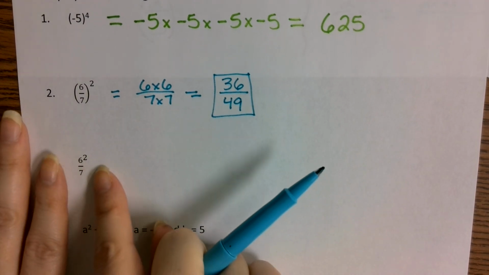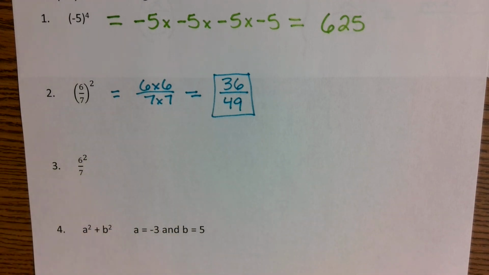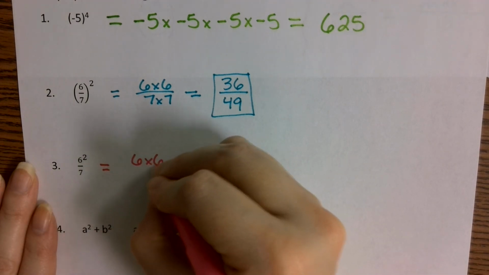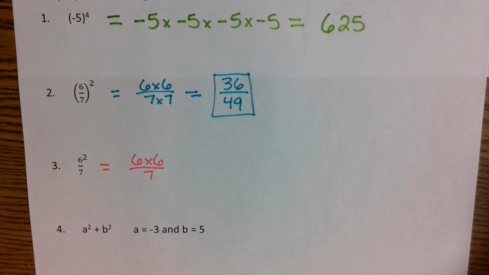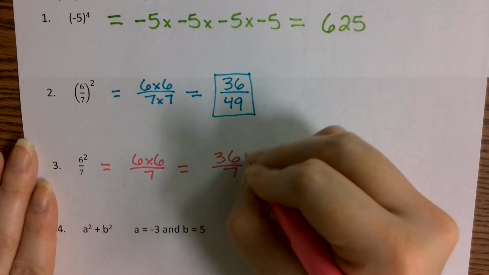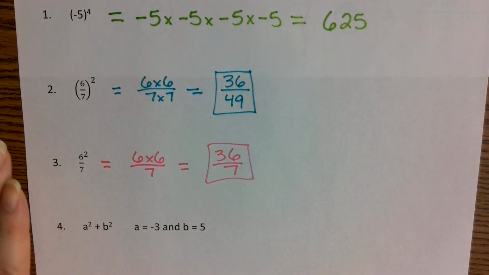Now, alternatively, if you've got 6 over 7 without the parentheses and it's squared, what will that equal, Armando? 36 over 7. That just comes out to 6 times 6 over 7. 7 does not have the exponent involved in it. 6 times 6 being 36 over 7. Okay, you could leave them. You can leave them as improper fractions.